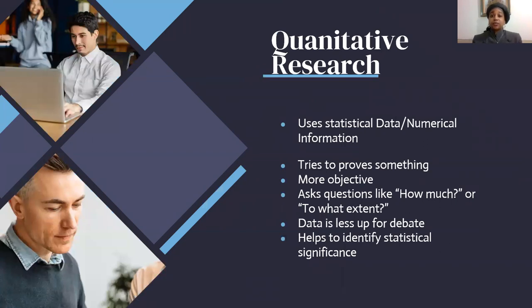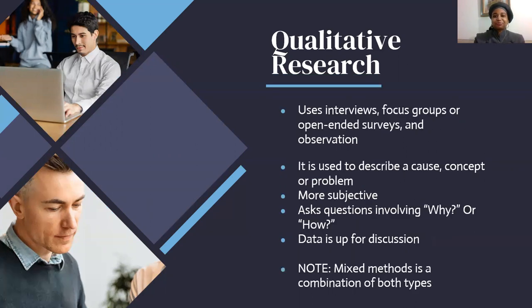So quantitative research uses statistical data, numerical information, and it tries to prove something. It's more objective. It asks questions like how much, to what extent. A lot of times we're using tools like surveys or graphs to get that information. Data is less up for debate. And it helps you decide if something is statistically significant also.